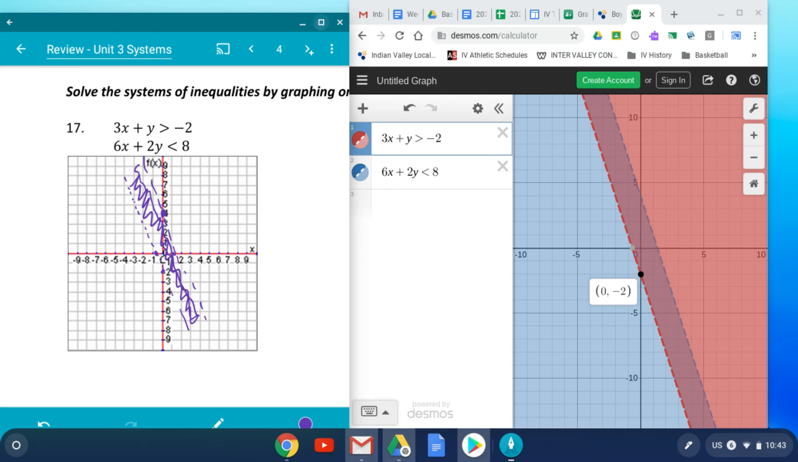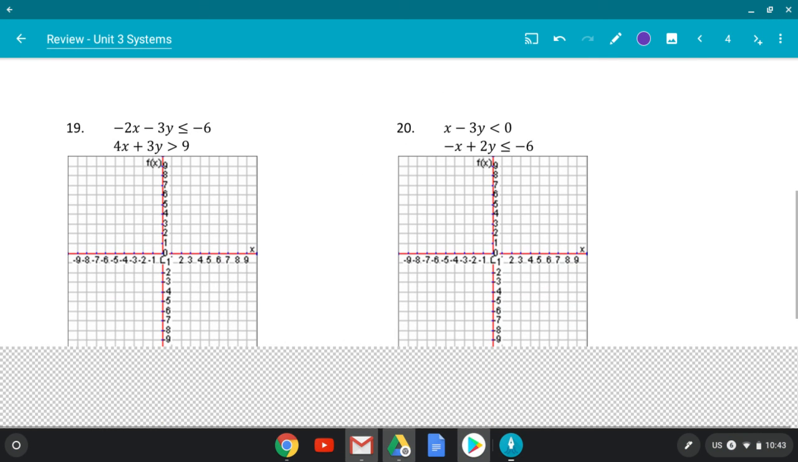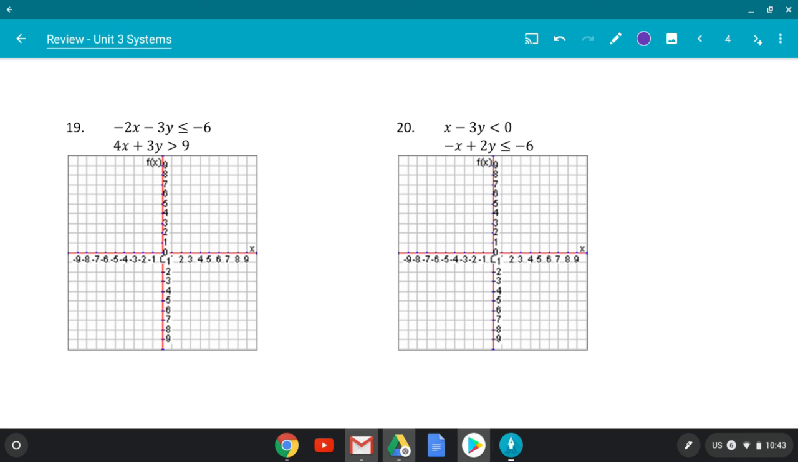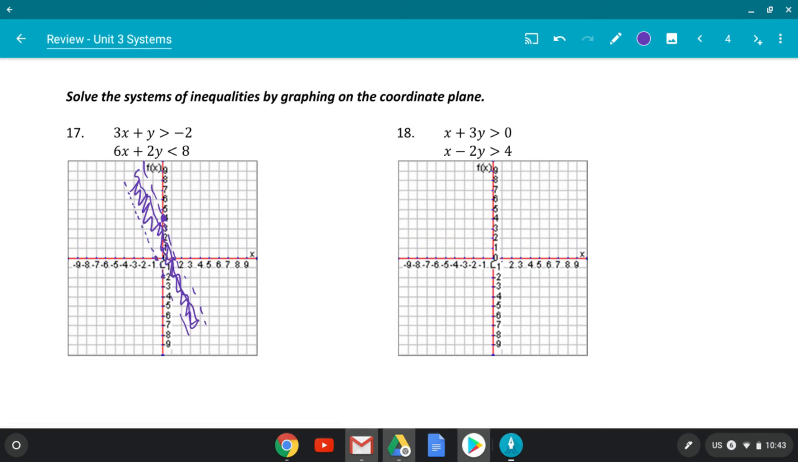Now, given that in the rest of this review, the remaining questions are basically identical to that, and you would use Desmos, I'm going to stop at that point. Any questions on the review? Good luck to you on your test tomorrow.